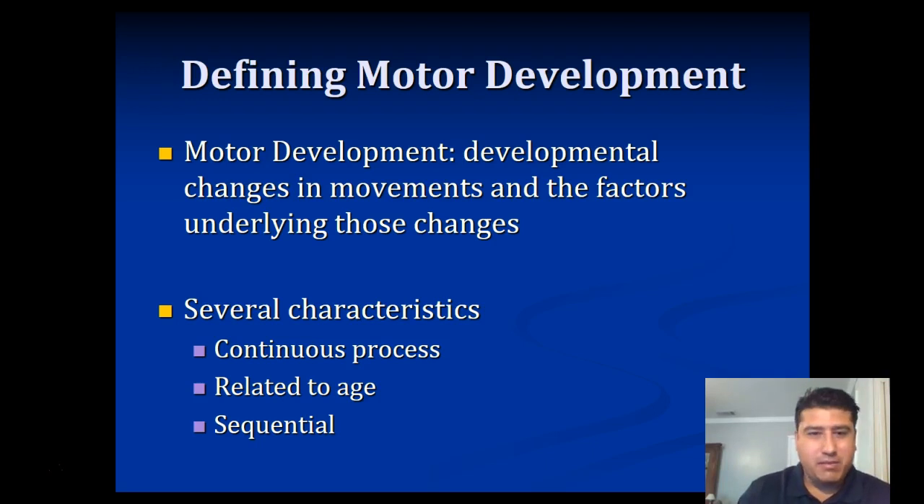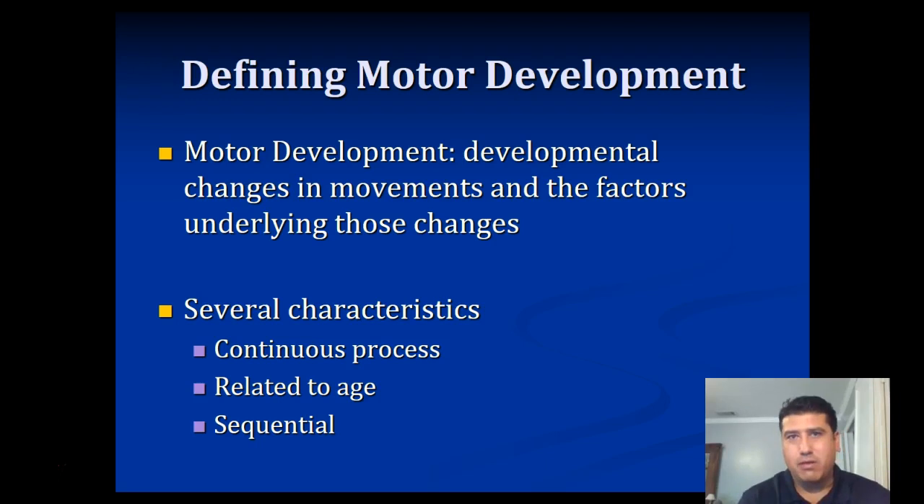But let's go into some of the textbook terminology of what the name of the course really means from the textbook's perspective. The definition of motor development, according to the textbook, is the developmental changes in movements and the factors underlying those movements. And that's all we're going to study this semester. We're going to look at general movement. Everybody has the ability to walk and stand and run and jump. And we're going to look at how those processes are developed.